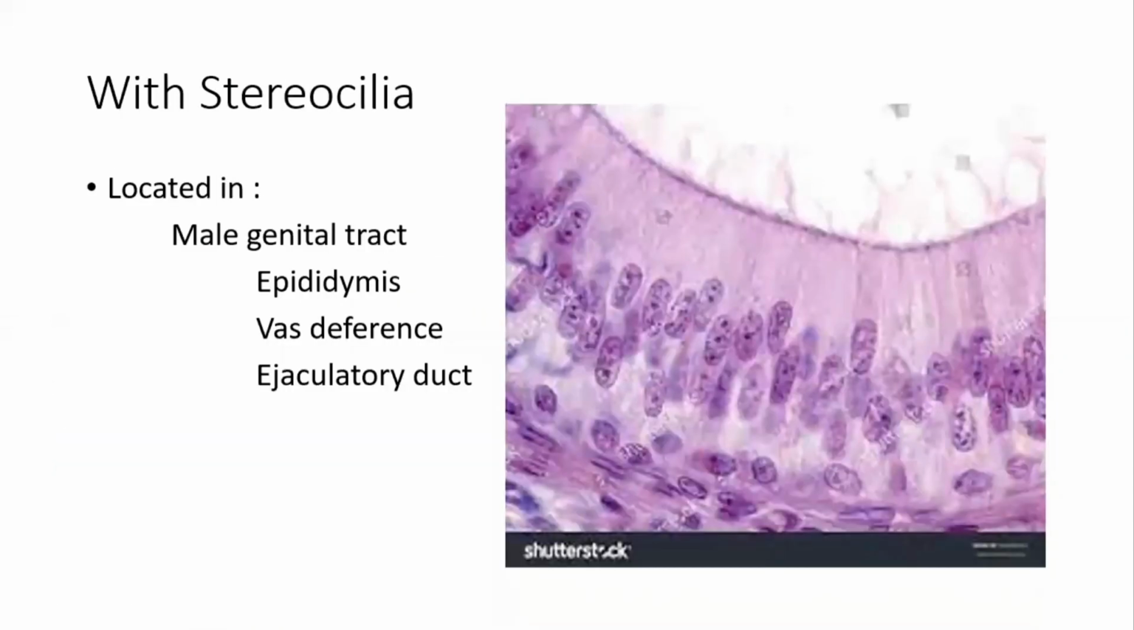And pseudo-stratified epithelium with stereocilia. These stereocilia, as I mentioned before, are bundles and groups of cells closely packed to each other at the apical surface of epithelium, and we know they're pseudo-stratified. They're very unique, only in the male genital tract, in the epididymis, vas deferens, and ejaculatory duct. They're located only in these specific places, not anywhere else. And basically the major function of these stereocilia in these cells is to make the sperm move in the male genital tract.